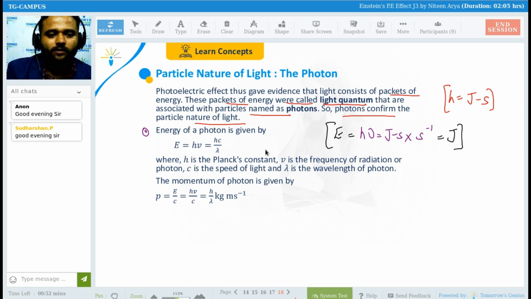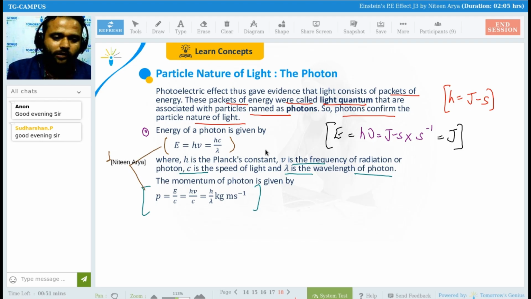Good. So E equals h nu equals hc by lambda, where h is the Planck constant, nu is the frequency of the radiation or photon, c is the speed of light, and lambda is the wavelength of the photon. The momentum is E by c, h nu by c, h by lambda, in kilogram meter per second. Both of the relations are important.